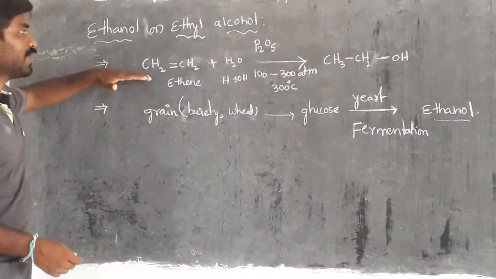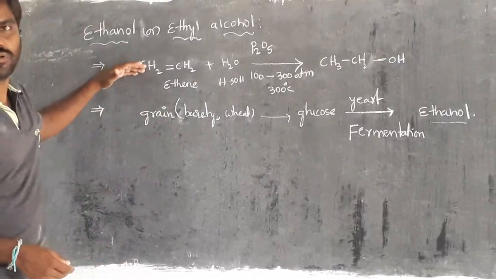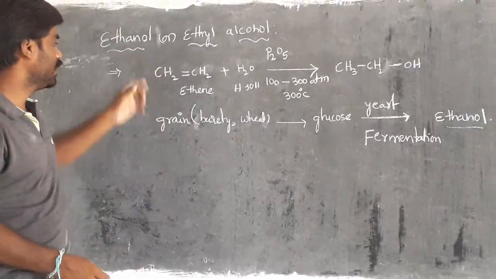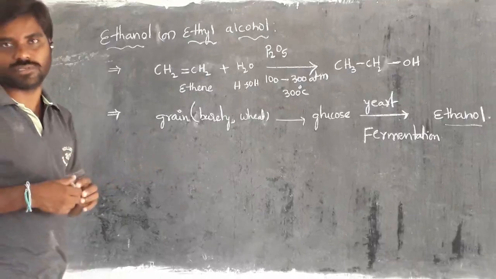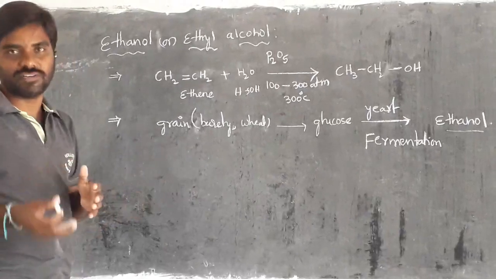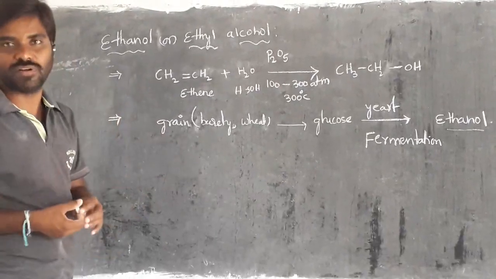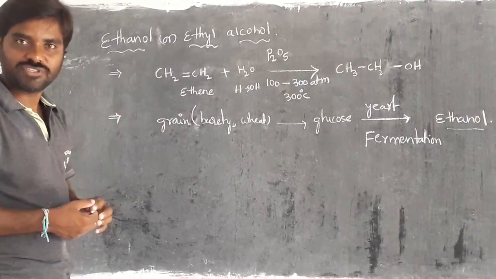But for industrial purposes we are using the above one, right? It is a short-term one, whereas this is a little bit of a long-term process. It takes almost days of time. The industrial one is rapid and easy to get, right children?